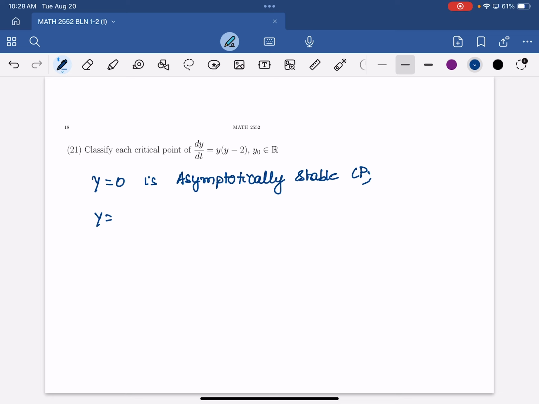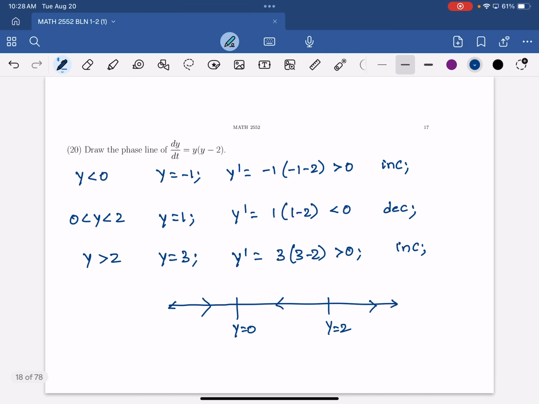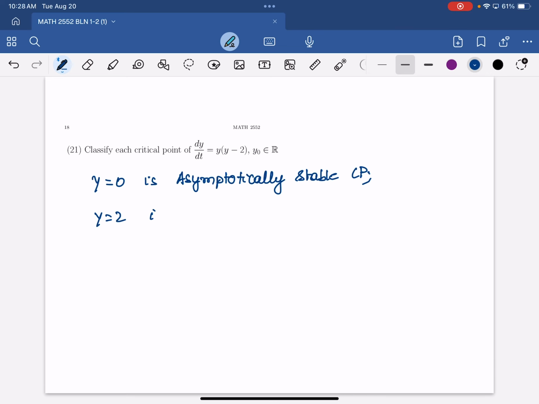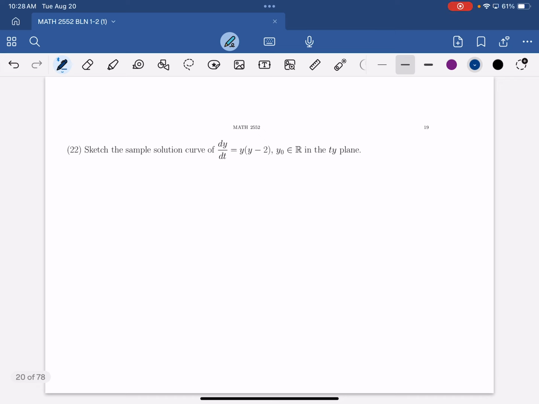And what about y equals 2? The solution curves are moving away from y equals 2, so y equals 2 is unstable. Very good. Clear? Now with this knowledge, you want to graph this solution, a rough sketch of the solution curves, right? Okay, that's what gets really interesting. Let's see how we proceed through that.